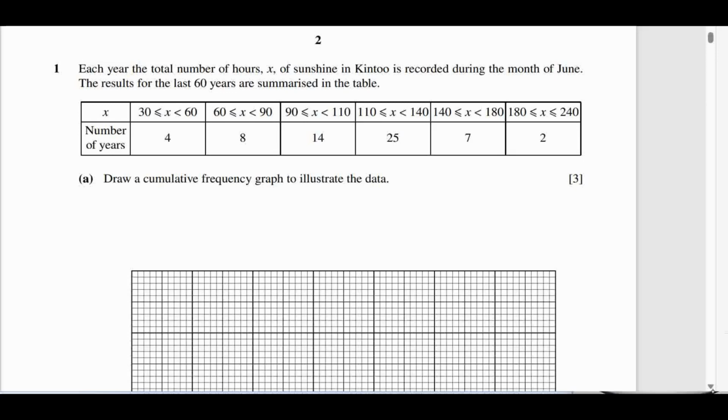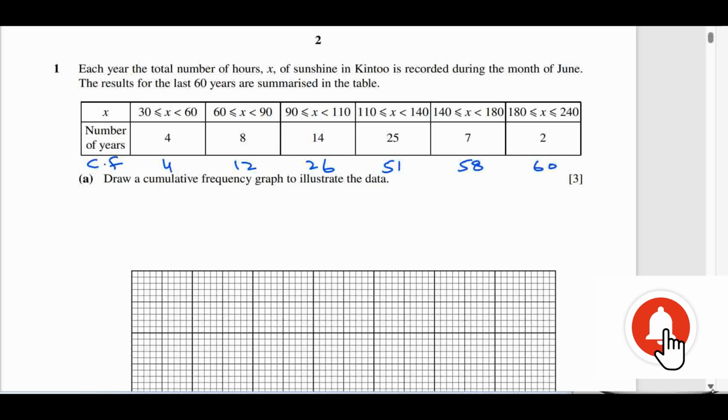Now the very first thing is we have to add another row, that is the cumulative frequency. Now cumulative frequency for the first one will be equal to 4, and if we add the previous frequencies, this will be 12, then this will be 26, and then this will be 51, and then 58 plus 2 is 60. So this will be the cumulative frequency. Now we have to draw the cumulative frequency curve.